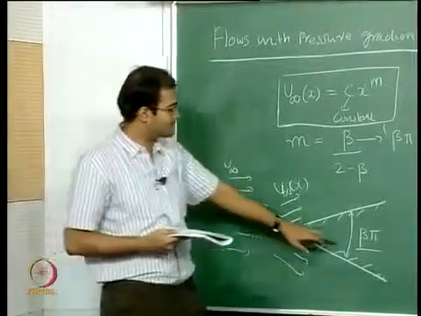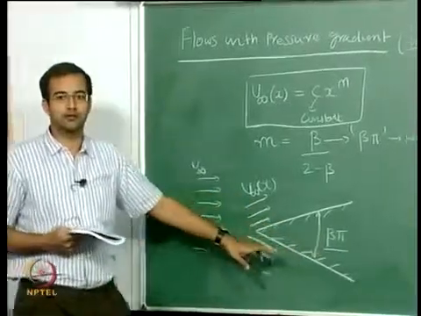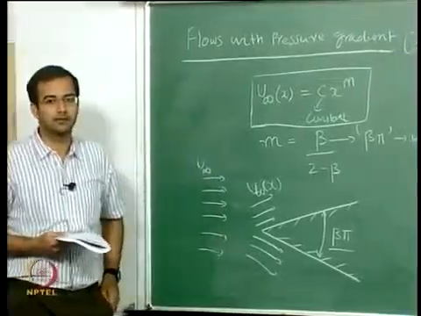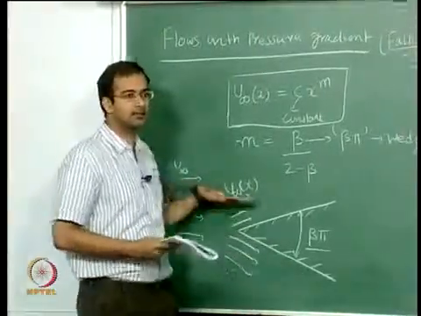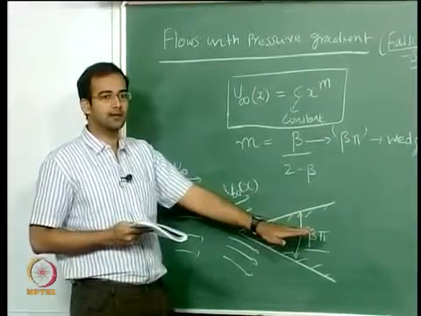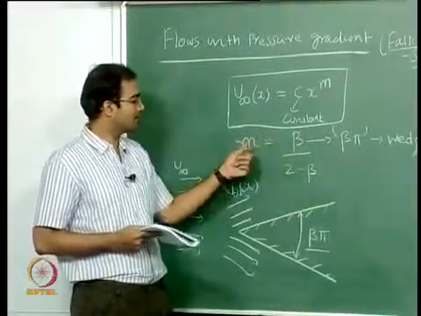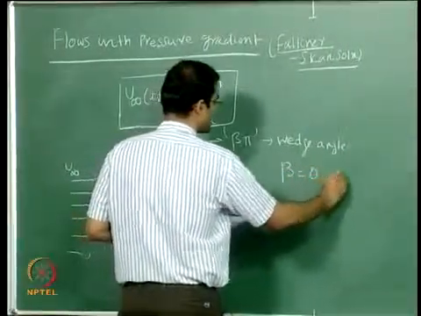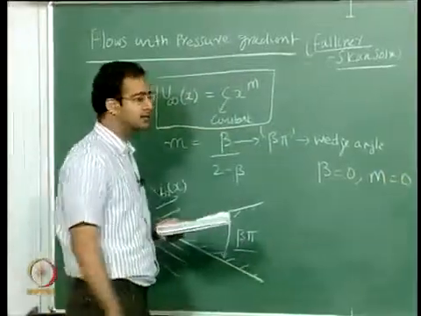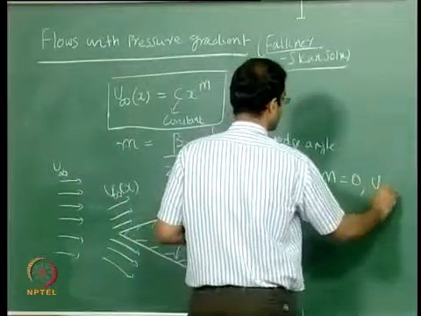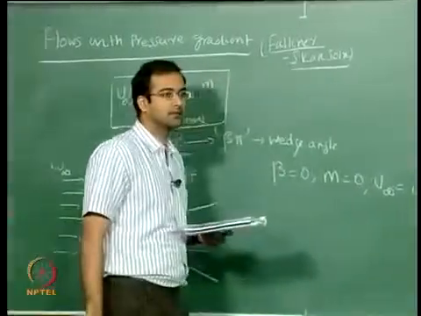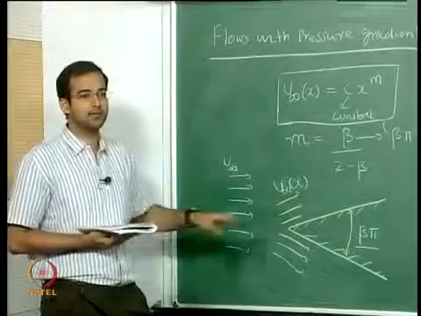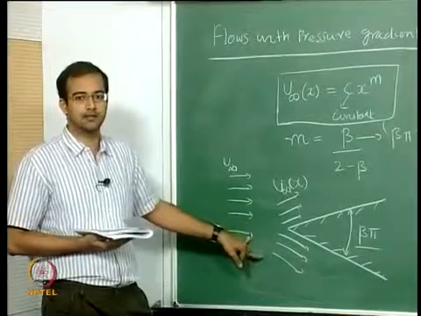Now you can see if my beta equals 0, what happens to the wedge? It becomes a flat plate. So these two collapse, and this is simply flow past a flat plate. And if my beta equals 0, what is the value of m? m is also 0, right. Therefore my u infinity will be constant, which becomes basically the flat plate solution. So the flat plate solution is a special case of the wedge solutions or the Falkner-Skan solutions.